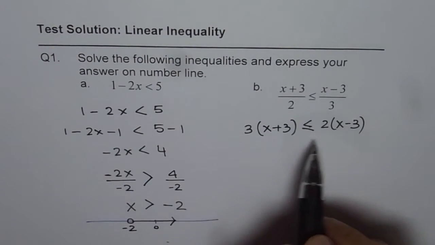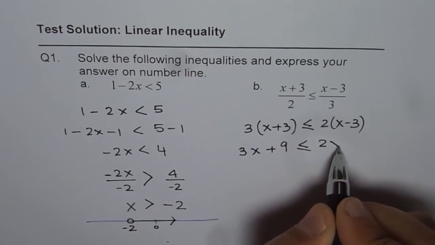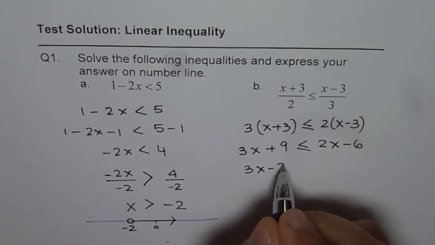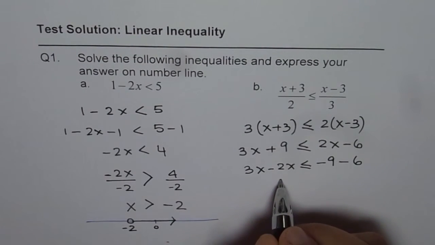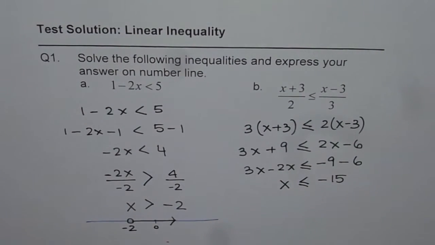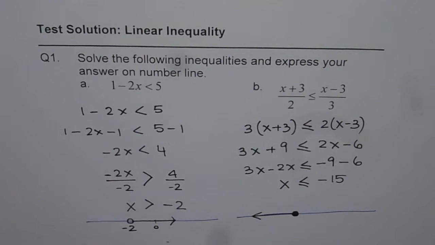Okay. Now we can expand, simplify. So we get 3x plus 9 less than or equal to 2x minus 6. Let's bring the like terms together. So x on the left side. So we have 3x minus 2x is less than or equal to minus 9 minus 6. 3x minus 2x is x, so we get x is less than or equal to minus 15. So that becomes our solution, and on a number line you can represent this solution as less than or equal to means this hole should be filled in, since this point minus 15 is included in your set. Do you understand? So we can now write down this as minus 15, and let us say here we have 0. It's a good idea to just give a reference point.